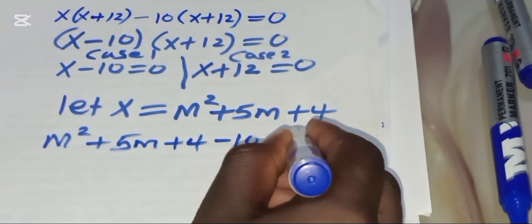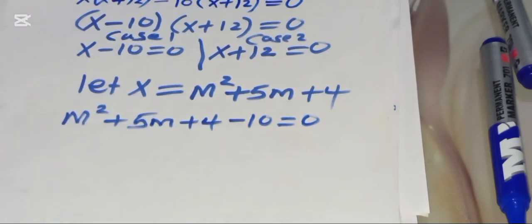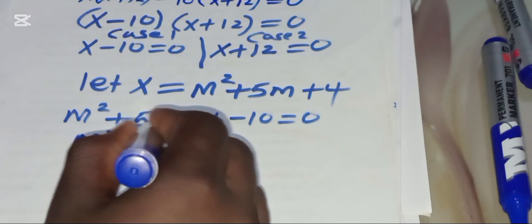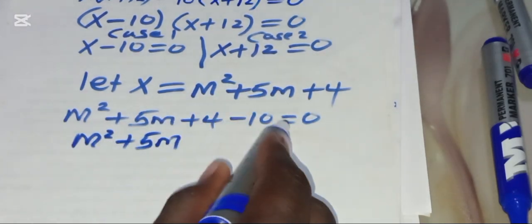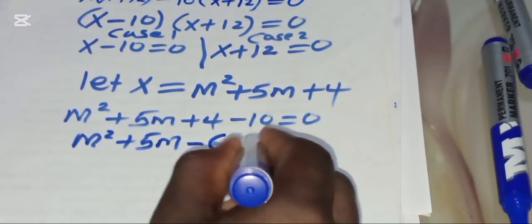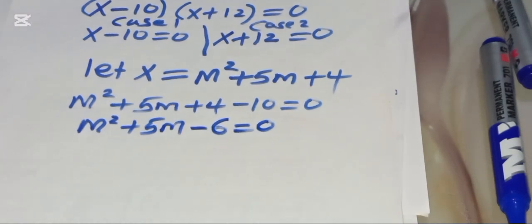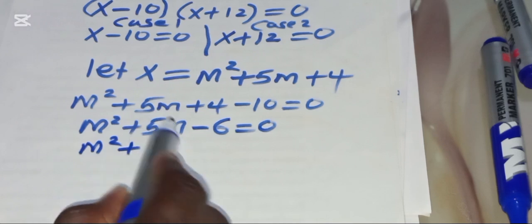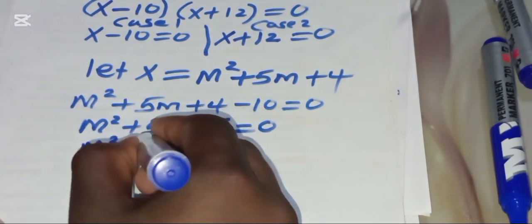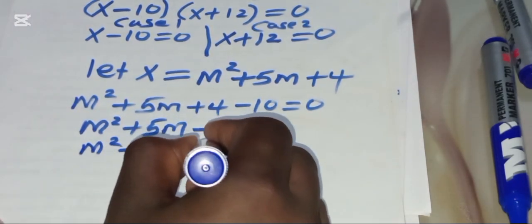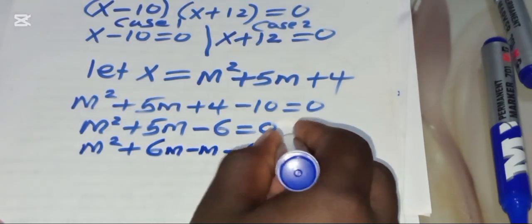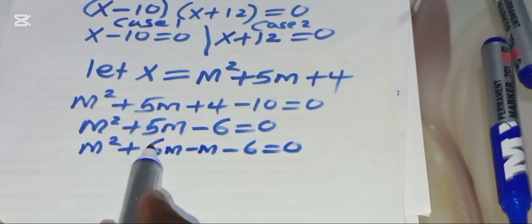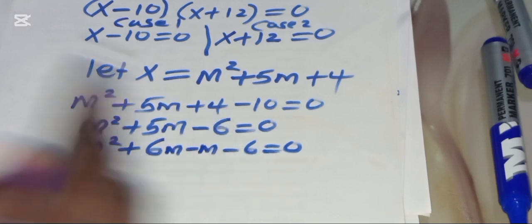subtract 10, this is equal to 0. Now from what we have here, we'll have m squared plus 5m plus 4 minus 10, this is negative 6, equal to 0. So we'll have m squared plus, now we can express 5m as 6m subtract m, subtract 6, this is equal to 0. If you say 6m minus m, this is 5m, and if you say 6 times negative 1, you will get negative 6.